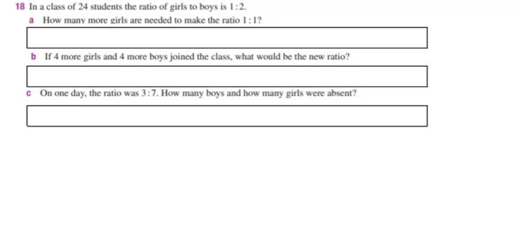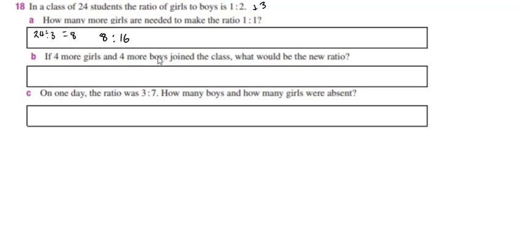Okay, so if the ratio is 1 to 2, we add up the parts in the ratio, we have 3, and if we divide 24 by 3, we get 8. So that would tell us that there are 8 girls and 16 boys.